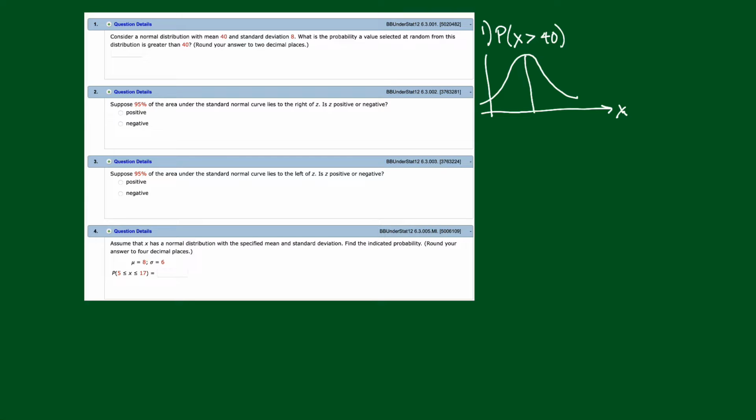Now, what's the mean here? Oh, well, the mean is 40. Okay, we really don't have to do too much work here. The mean is 40, so we're right here at 40. And we're looking for X greater than 40. So I want the probability that X is greater than 40, so I want to be in this interval right here. What is the probability that a randomly chosen value of X puts us in this interval?